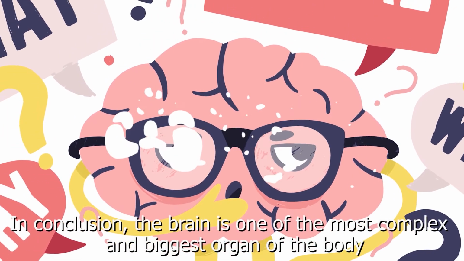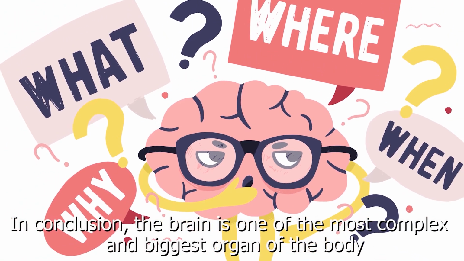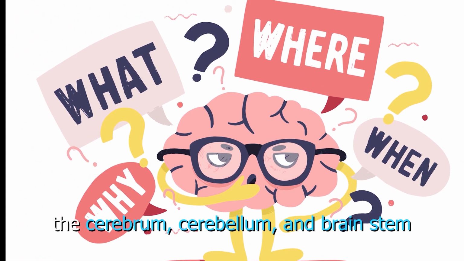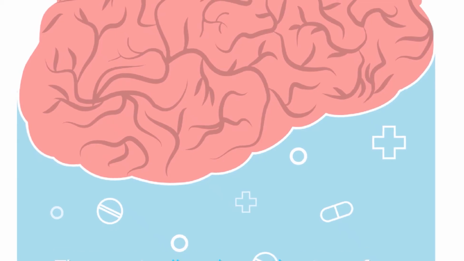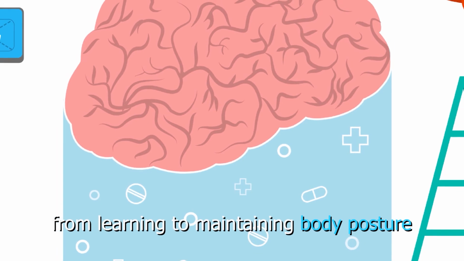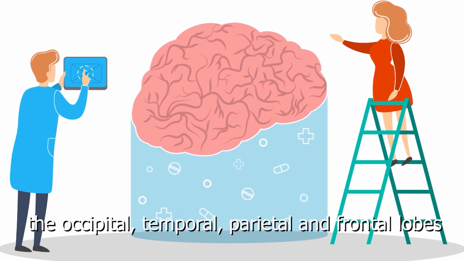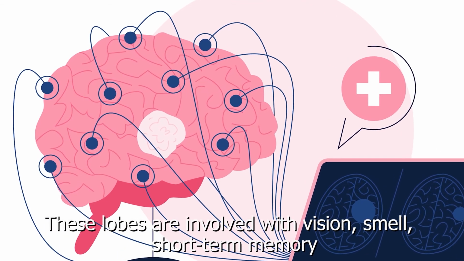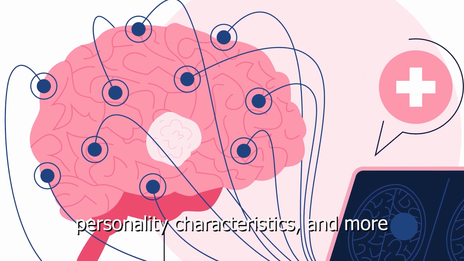In conclusion, the brain is one of the most complex and biggest organs of the body. The brain is divided into 3 main parts: cerebrum, cerebellum, and brainstem. These parts all work together to perform many different functions, from learning to maintaining the body's posture. The occipital, temporal, parietal, and frontal lobes are involved with vision, smell, short-term memory, personality characteristics, and more.